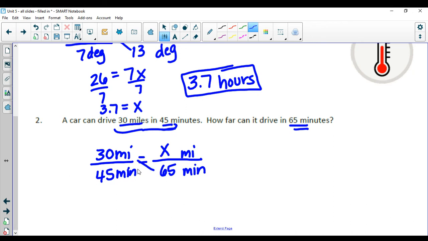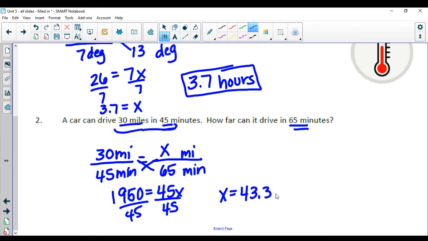Cross products here, 30 times 65 is going to give me 1,950. And 45 times x is equal to 45x. Dividing by 45 on both sides, I get x equals 43.3 repeating. So we'll just round off to the tenths place. So 43.3, and my label for x back here in my proportion was miles. So that's how you can compare two different quantities and find one that's missing for a third part.